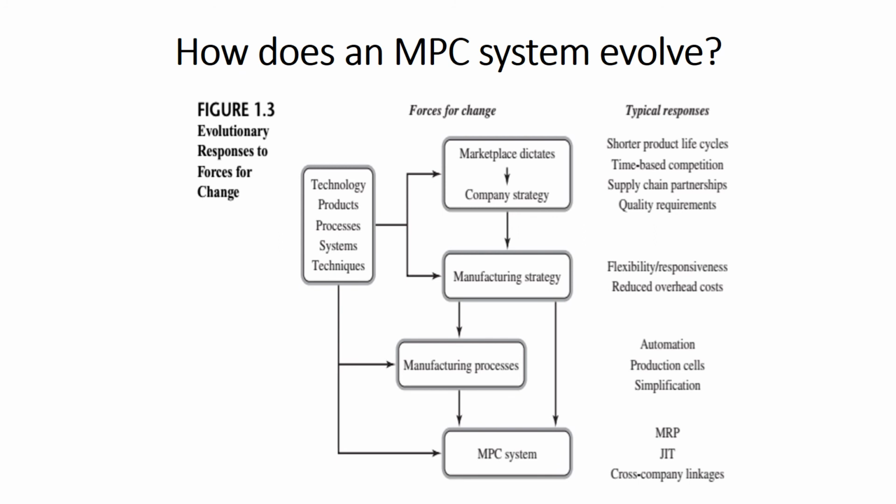Clearly, these pressures and responses require changes in both the MPC system and the underlying manufacturing process. As Figure 1.3 shows, typical MPC responses are MRP and JIT. Process responses include automation, simplification, and production cells for cellular manufacturing. If the MPC system has remained unchanged for a significant length of time, it may no longer be appropriate to the company's needs. The system, like the strategy and processes themselves, must change to meet the dictates of the market.